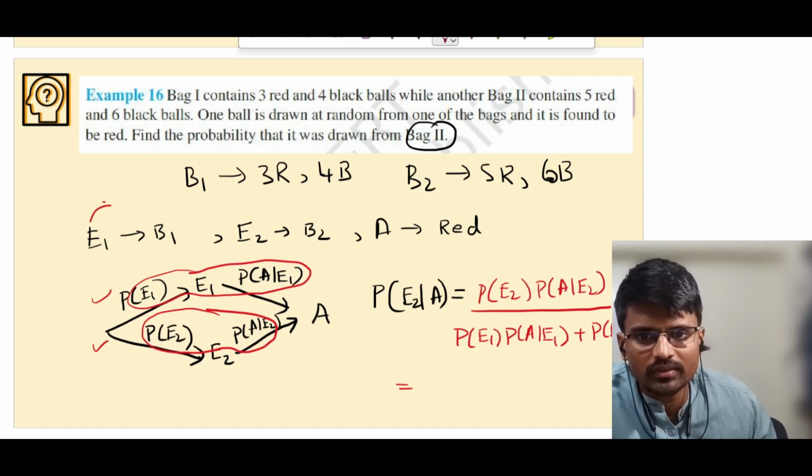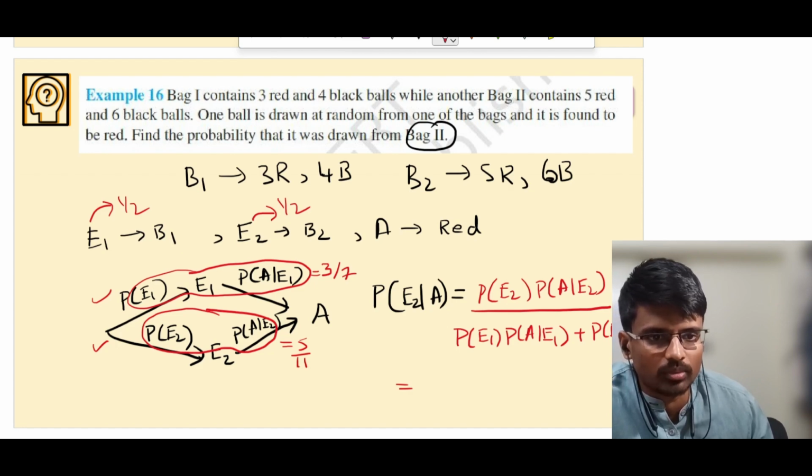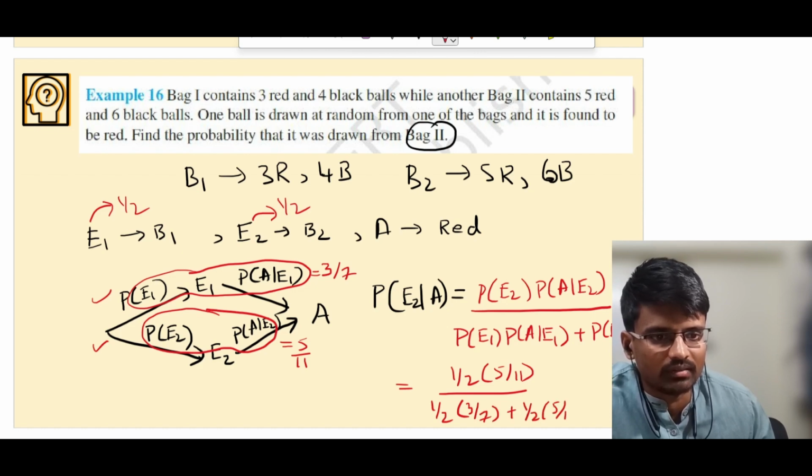So probability of E1 is 1 by 2. Probability of E2 is also 1 by 2. And what is probability of A when E1 has occurred? What is the probability of getting a red ball when you choose the first bag? It is 3 by 7. And for the second one, it is 5 by 11. So I'll just put it in the formula. 1 by 2, 5 by 11, over 1 by 2, 3 by 7, plus 1 by 2, 5 by 11. Solve it and you will get your answer.